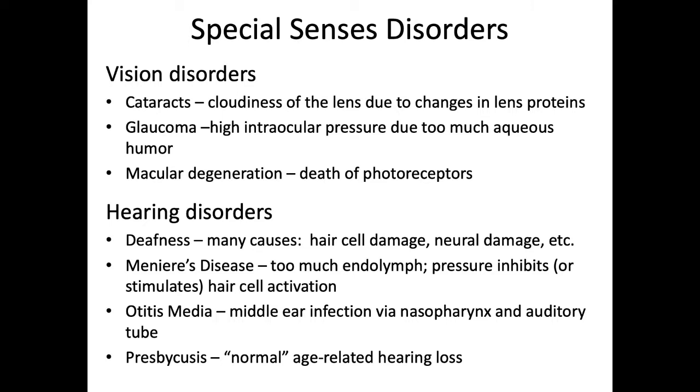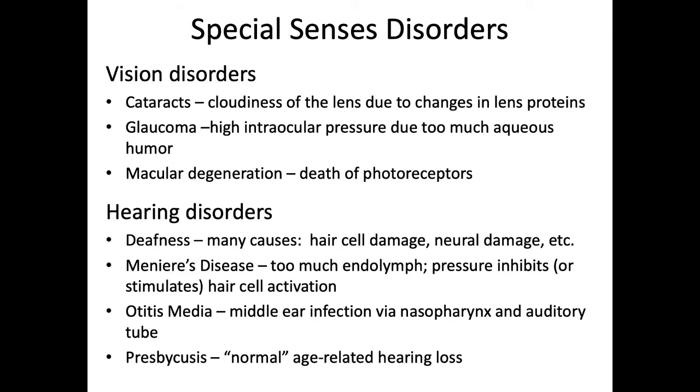We also have a few hearing disorders to discuss. Meniere's disease is when there is too much endolymph in the cochlear duct. This pressure could either inhibit or stimulate hair cell activation. A characteristic of Meniere's disease is tinnitus from inappropriate hair cell activation. Presbycusis is normal age-related hearing loss. This is often due to the breaking of the hair cells in the cochlear duct due to accumulation of damage throughout the lifespan. Hair cells are not able to regenerate in humans.